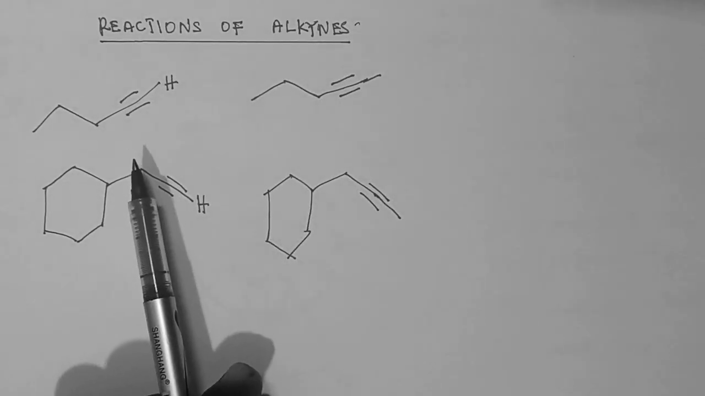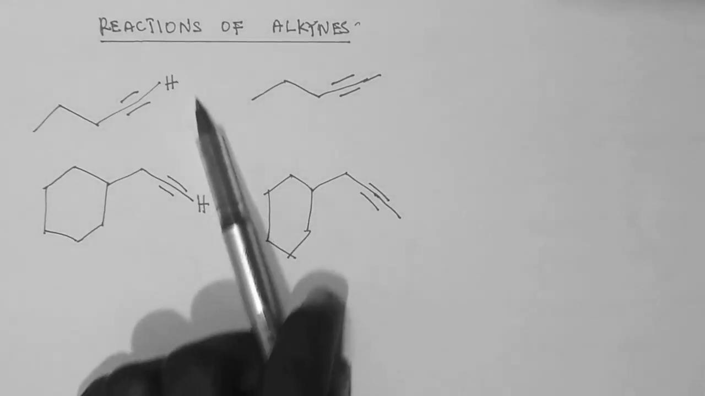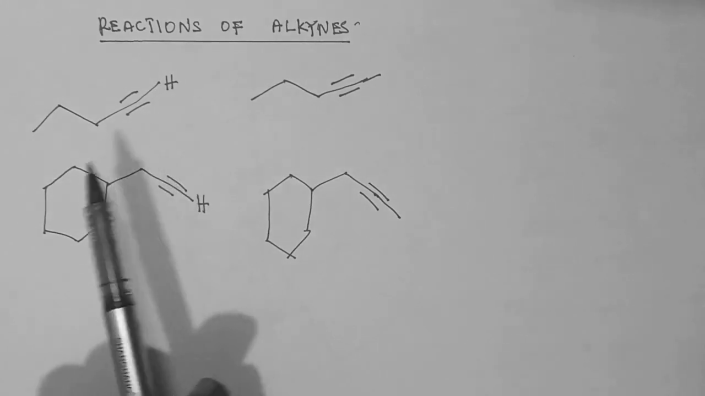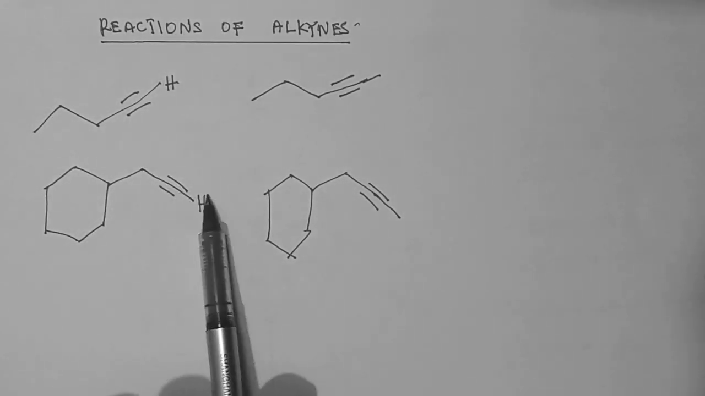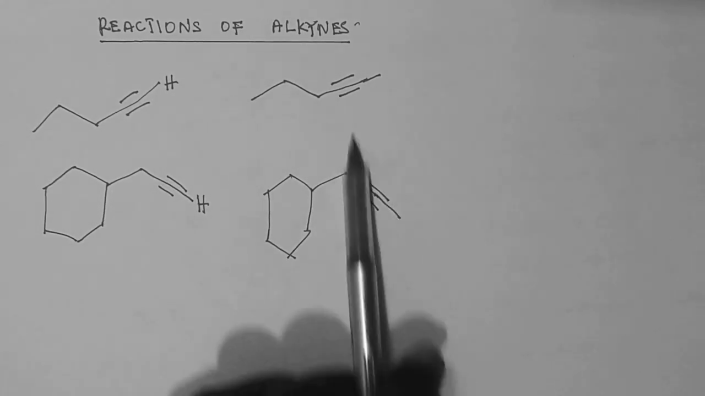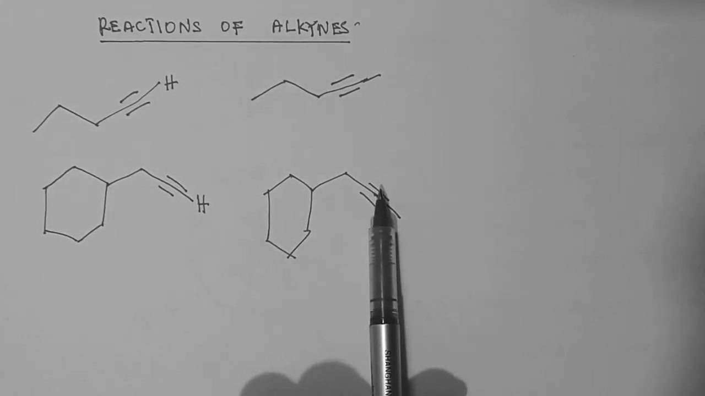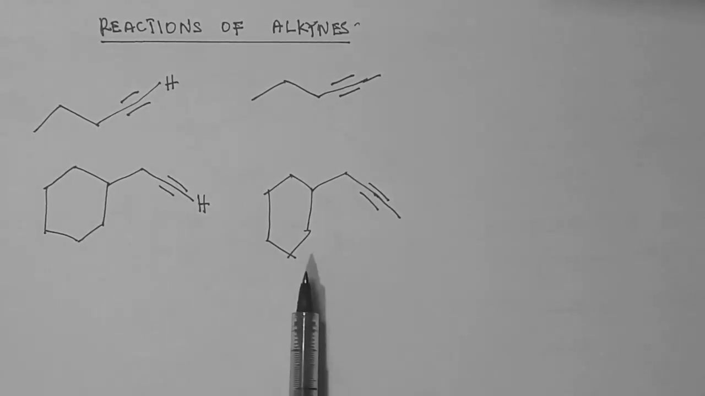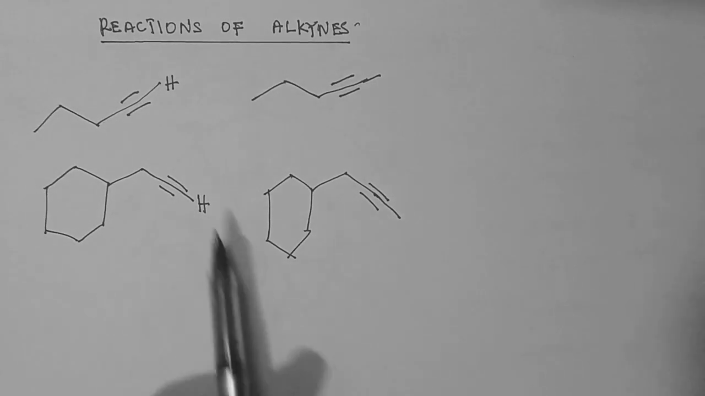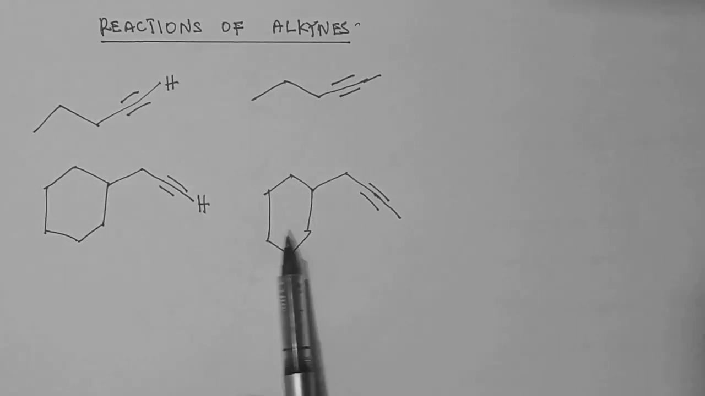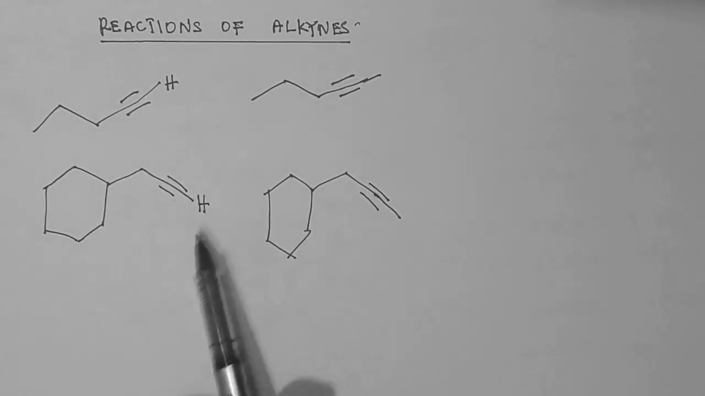A terminal alkyne always has at least one proton bonded to one of the carbons bearing the triple bond. But an internal alkyne does not have a proton bonded to either of the carbons bearing the triple bond. So this is the major difference between internal alkynes and terminal alkynes. But we can distinguish between them by using Tollens' reagent.